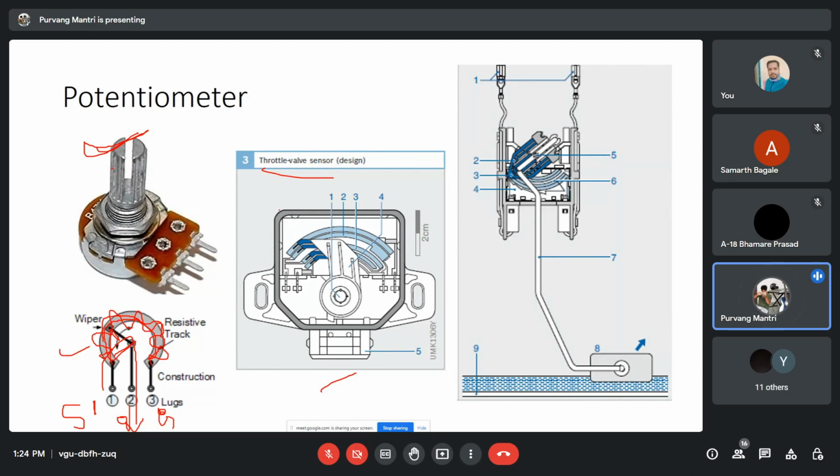In our throttle valve as well, if you just rotate this sideways and place it like this, and here's the knob, you can see that it looks like the throttle valve of a bike. Just assume that you are holding this and rotating it in a clockwise or anti-clockwise direction, which in turn is going to turn the servo motor of the throttle body. So that's how a potentiometer functions.